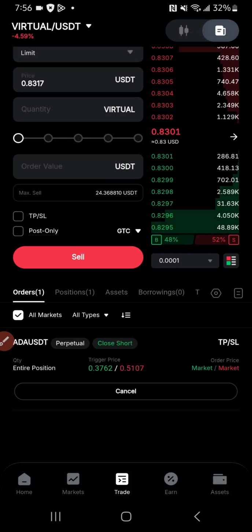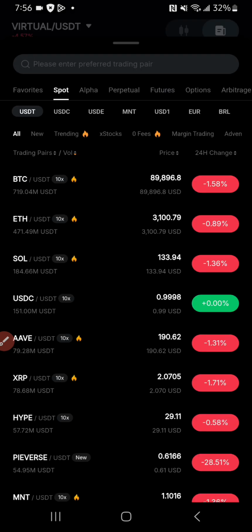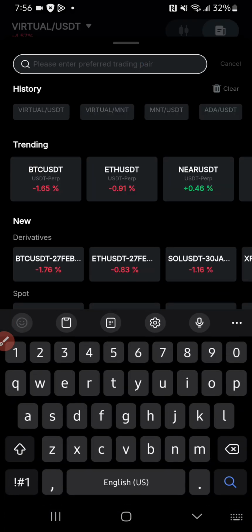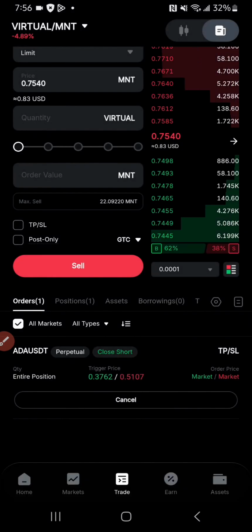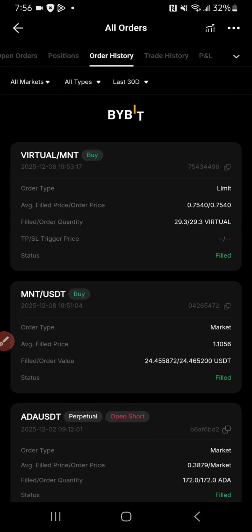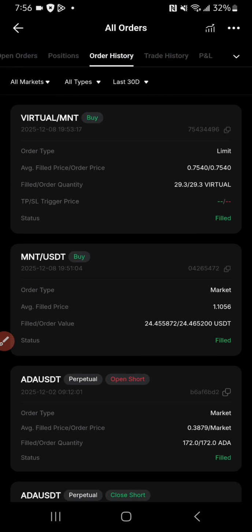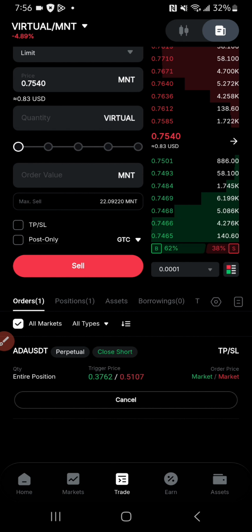And I think it was filled. Apparently it was filled during the course of waiting. Yeah, it was filled at 7540, apparently. So it was successfully executed.